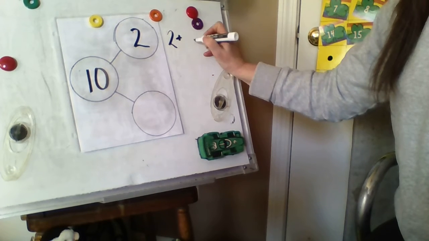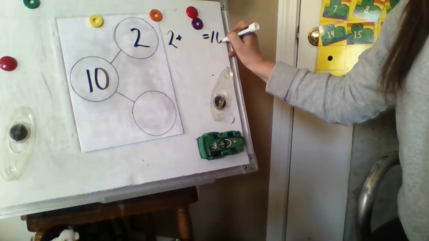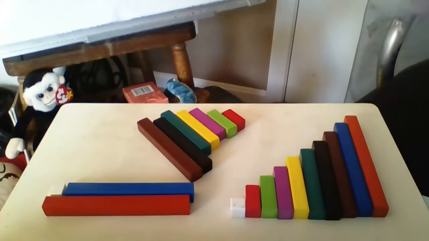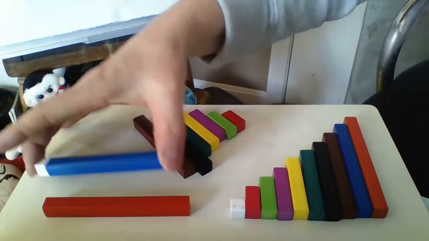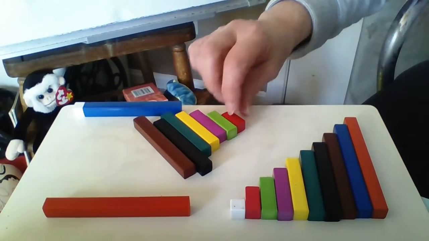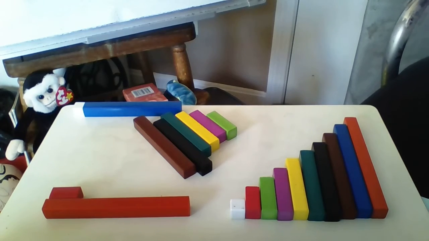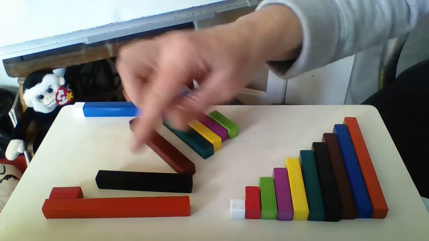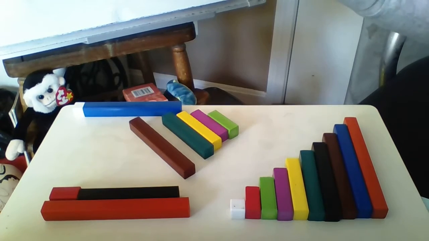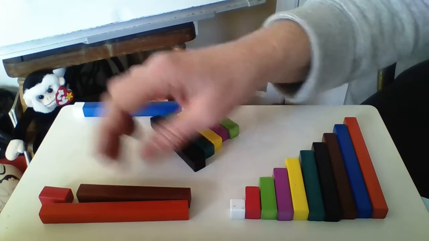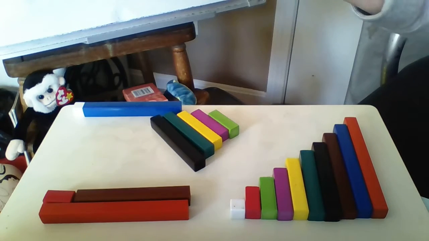2 plus what equals 10? Well, if you're not sure, that's what the rods are for. I'm going to put my 1 and 9 over here. So we're trying 2 for this number bond. 2 plus what? Trying 7, but it doesn't seem to fit. Let's see.